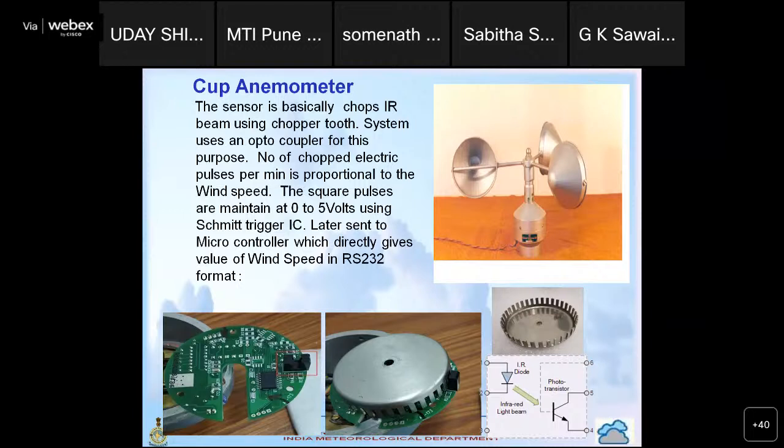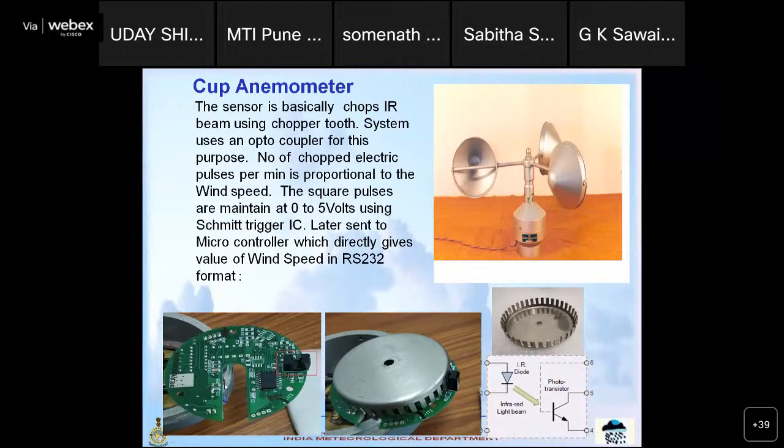Continue. So, the optical anemometer is basically used for the calculation of wind speed. This optical anemometer has three cups that rotate whenever there is wind. A vertical shaft is connected internally to the rotating cups, which are 120 degree apart. This vertical shaft is again connected to this chopping tooth plate, which is cut at some distance. Why it is cut, I will tell you shortly.